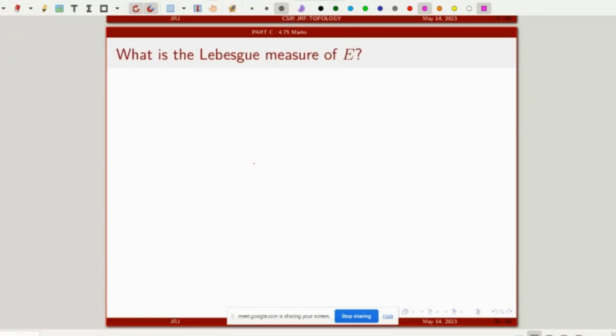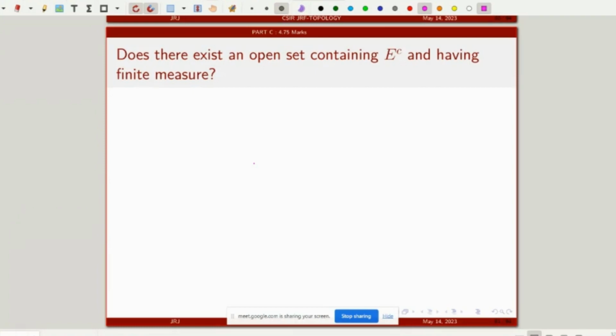Is the only open set containing the full E complement the full space? Is it the only open set? Or else you come down to R and Q. Does there exist an open set containing Q having finite measure? So that we can replicate the same idea to this higher dimension as well. So does there exist an open set containing Q having finite measure?